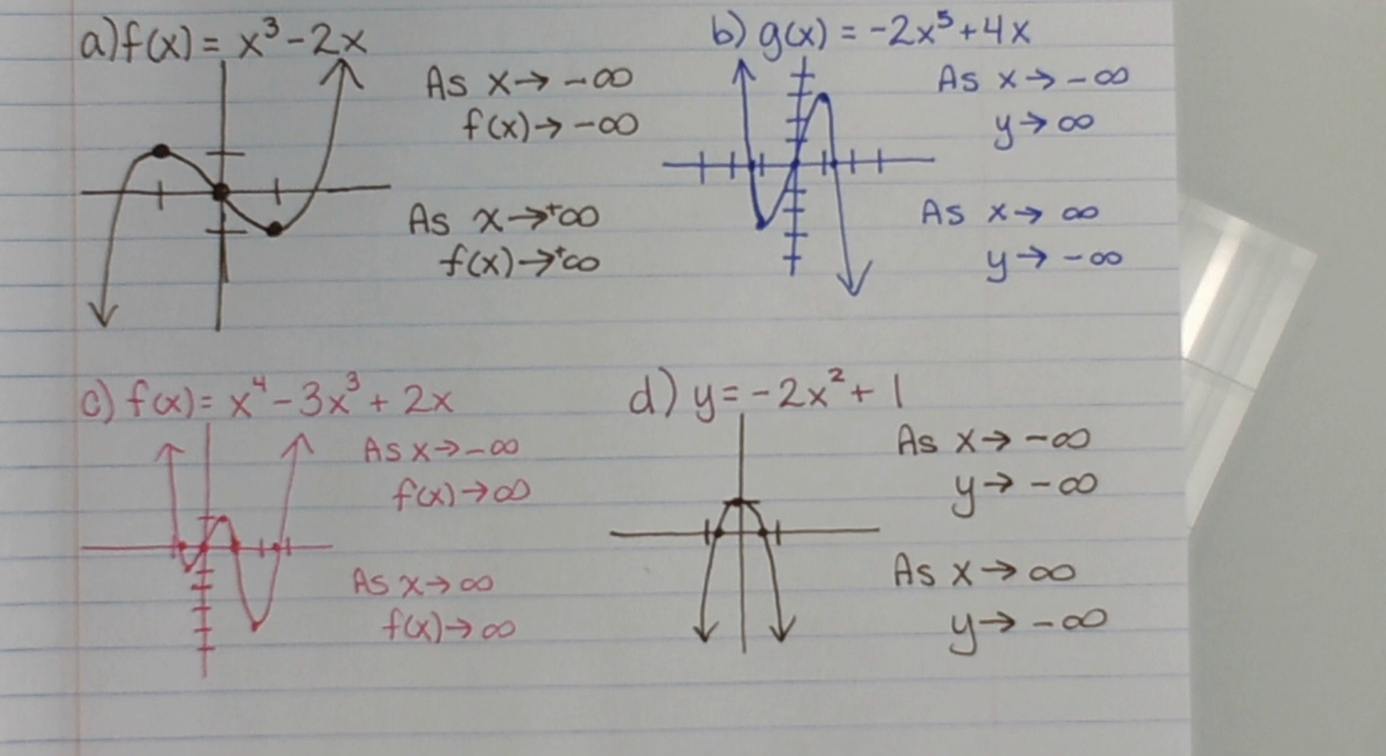Do you notice that the first 2 have one side going up, one side going down? Yes. Any thoughts as to why that might be? Yep. Because their degree is odd. Yes. It's because they have an odd degree. What is the degree of the first one? 3. What's the degree of the second one? 5. Odd degree functions. One will go up, one will go down.